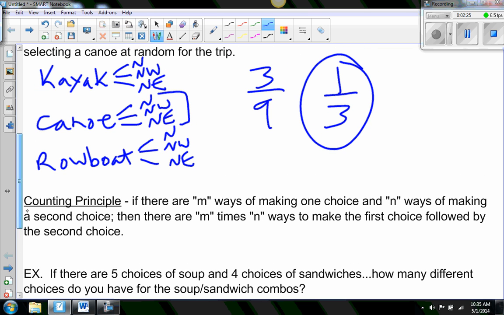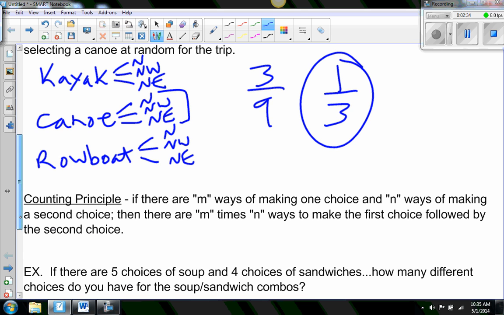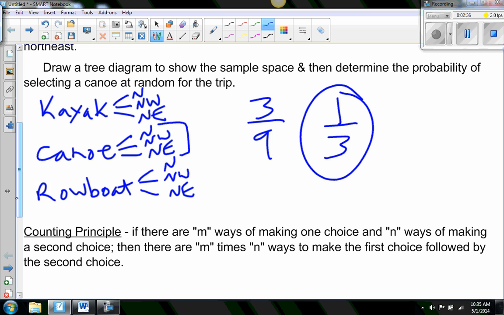The counting principle, which is what we could have used for this boat one, is a little more simple. It's a quicker way of doing it. If there are m ways of making one choice and n ways of making a second choice, then there are m times n ways to make the first choice, followed by the second choice.